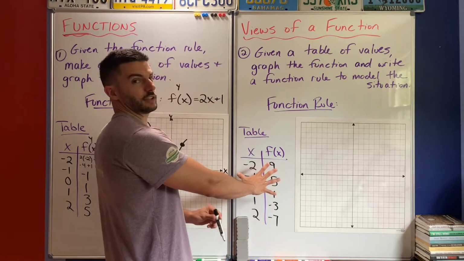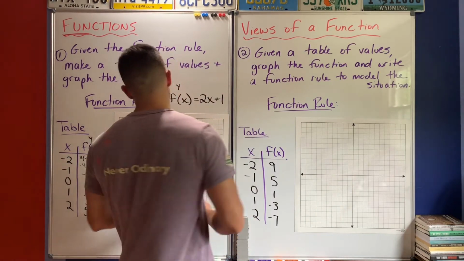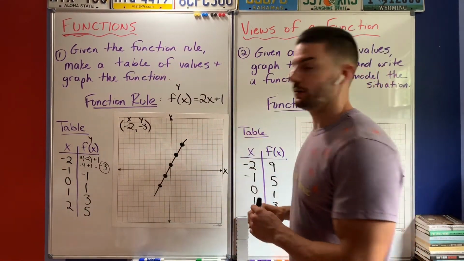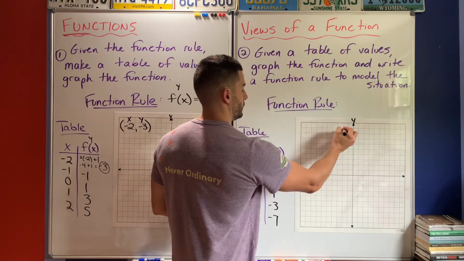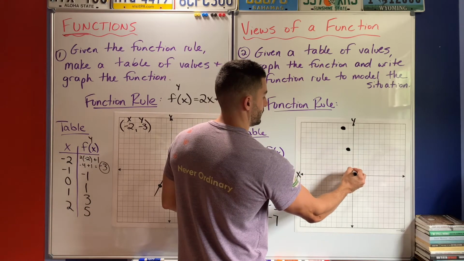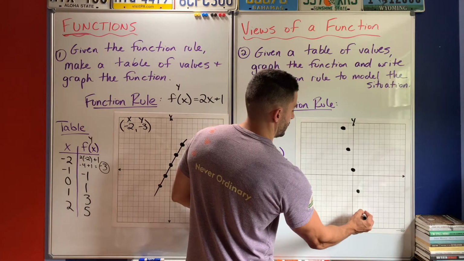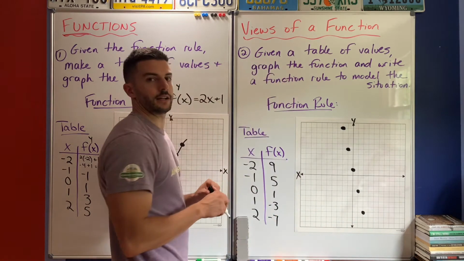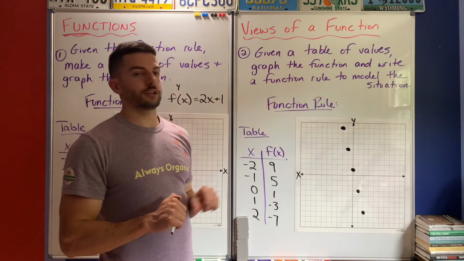If I'm given the table, it's going to be really easy for me to make the graph from that, just like what I did over here for this one. So (-2, 9) would be all the way up here. Then (-1, 5), (0, 1), (1, -3), and (2, -7). Again, it forms that straight line like it should. So that's graphing the function.